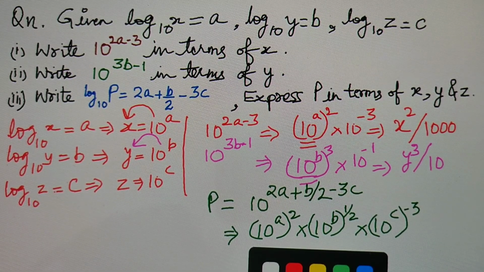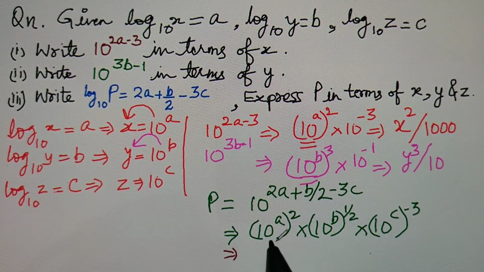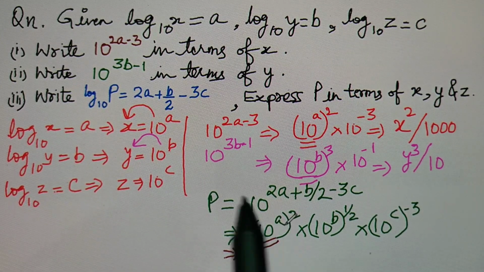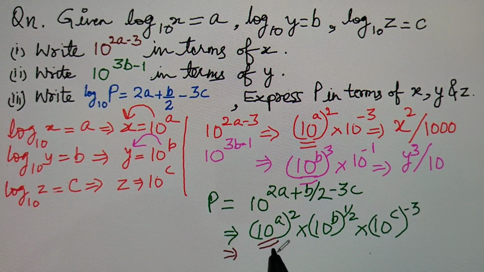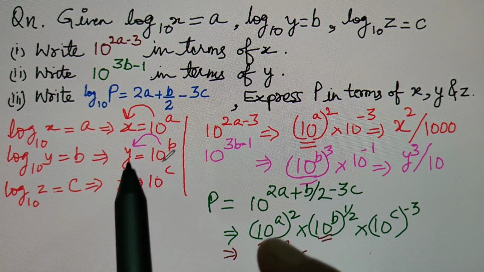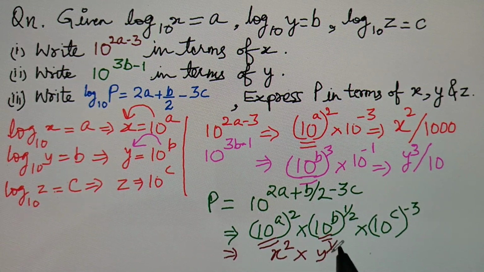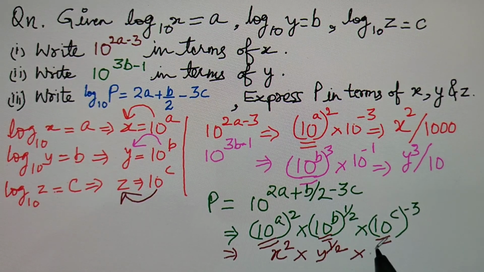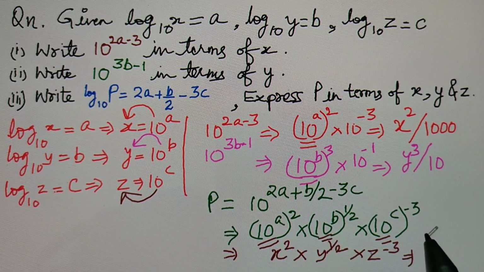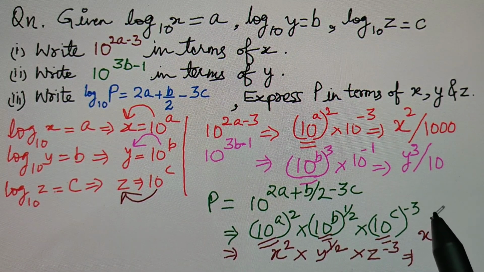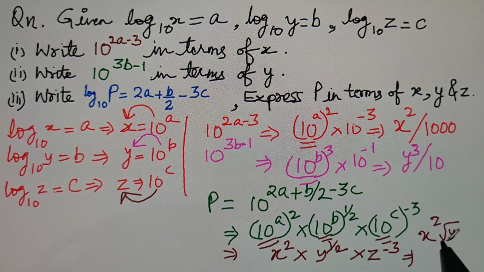Now we are going to write it in the value forms. What is the value of 10 to the power a? The value of 10 to the power a is x. So this can be written as x square, and 10 to the power b is y to the power 1 upon 2. What is the value of 10 to the power c? It is z to the power minus 3. If we were to write it in compact form, it would have been x square under root y upon z cube.